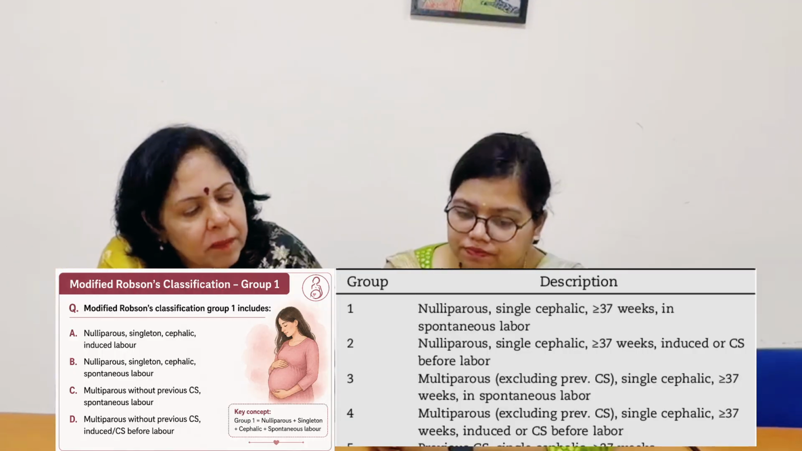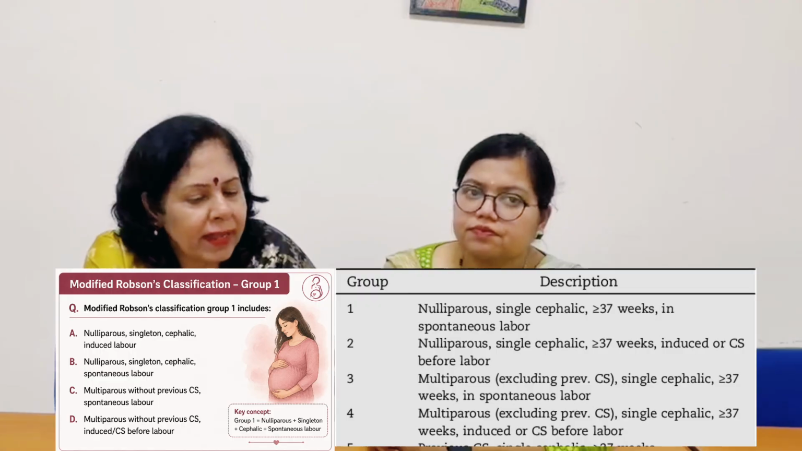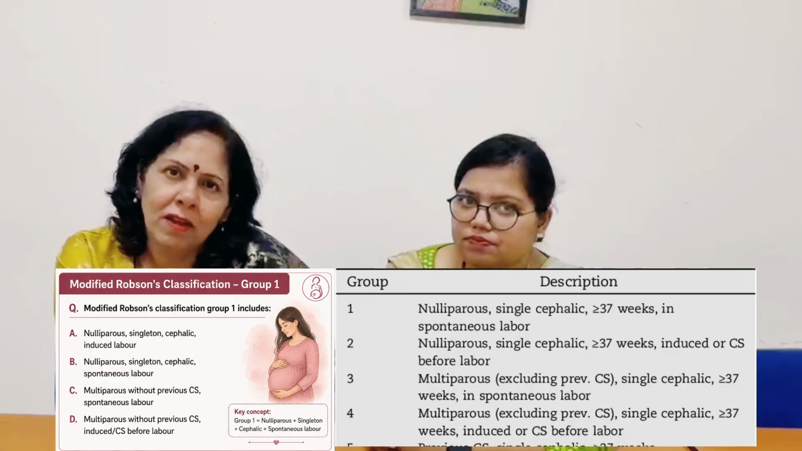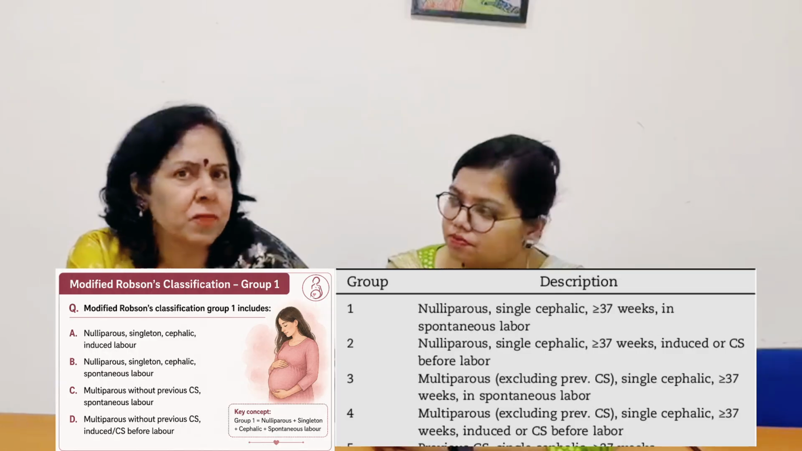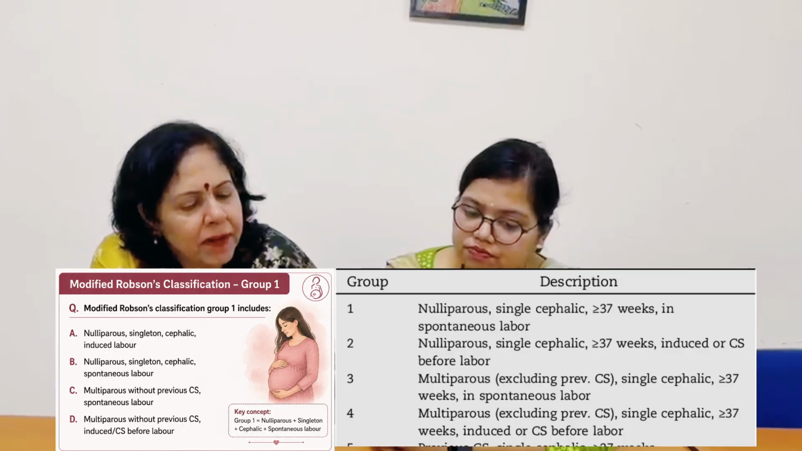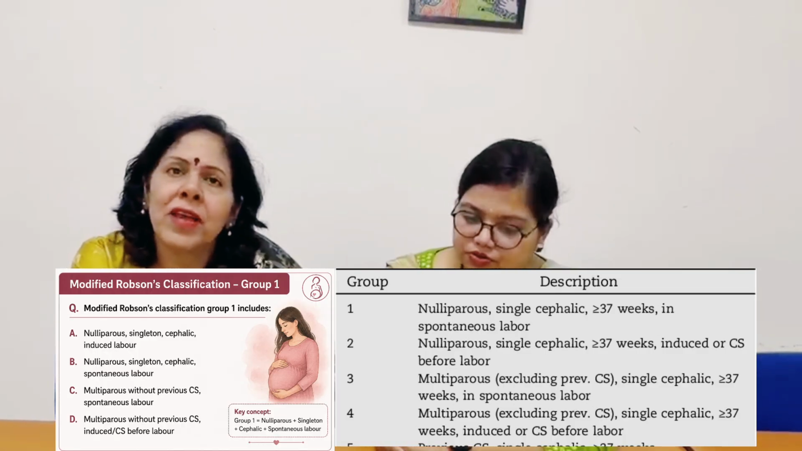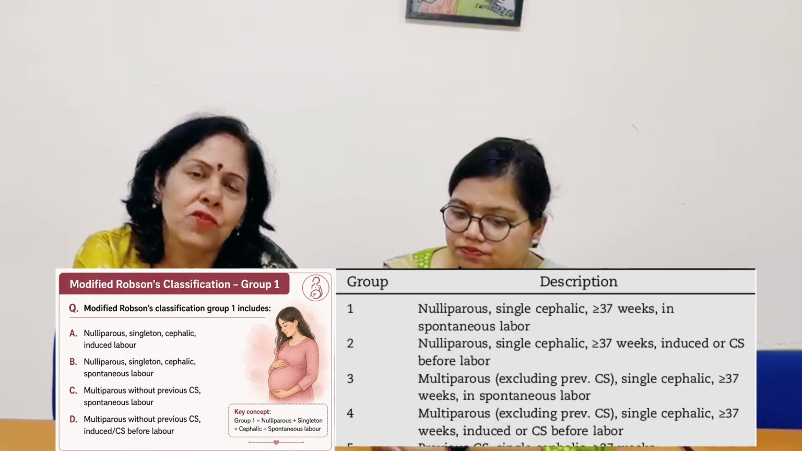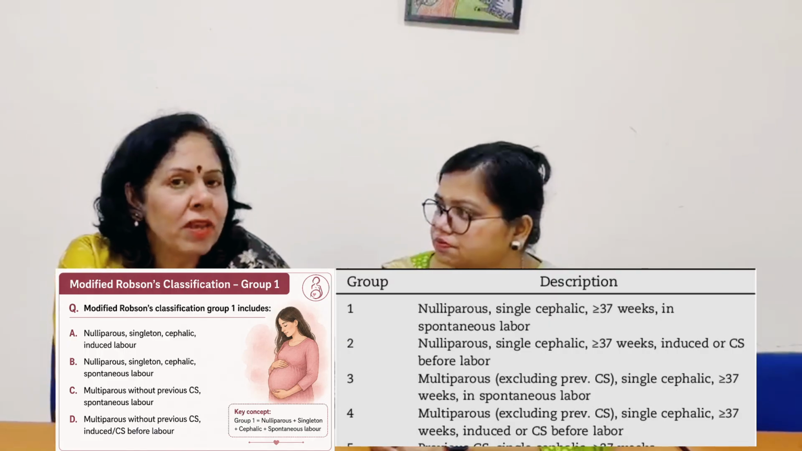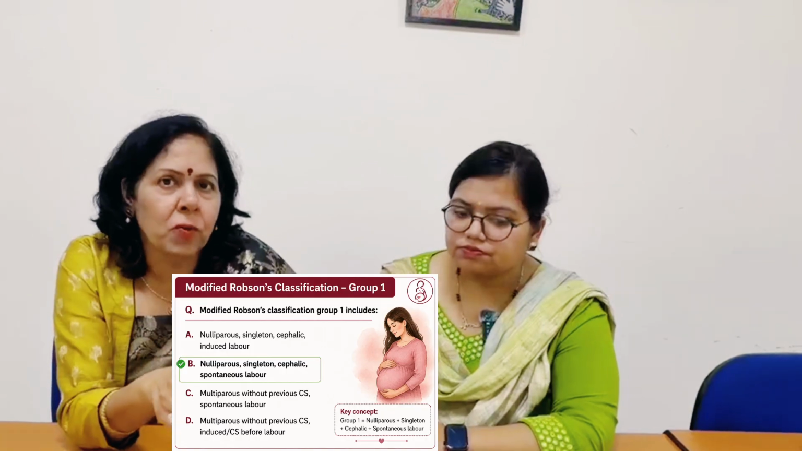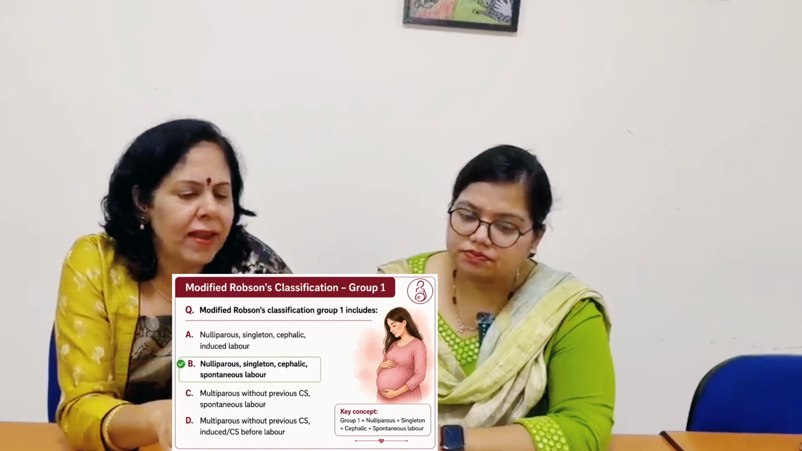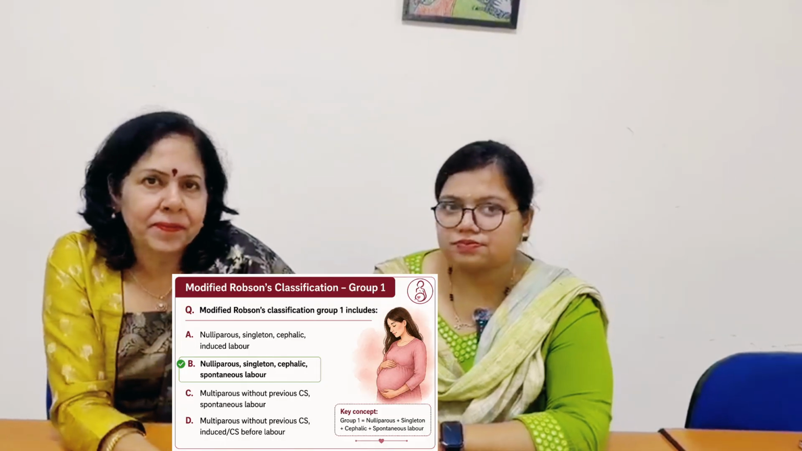And third is multiparous without previous caesarean, and that is spontaneous. That will be group 3. Group 3 will be multiparous spontaneous, and multiparous without previous caesarean section induced, that will be group 4, right? Because all the previous caesarean sections come under group 5. So here the answer for group 1 of Robson's classification is nulliparous singleton cephalic with spontaneous labor.